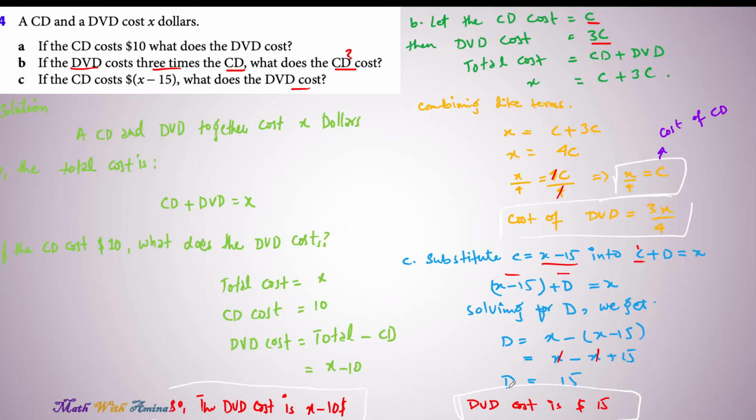So the cost of the DVD, if the cost of the CD is X minus 15, is $15. That's all for this question.